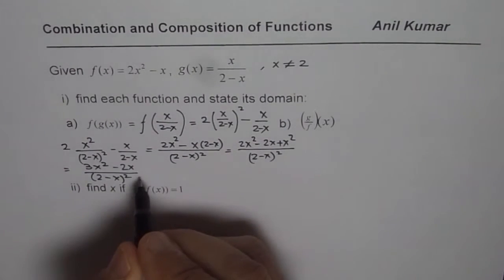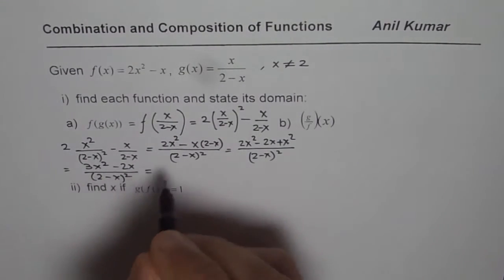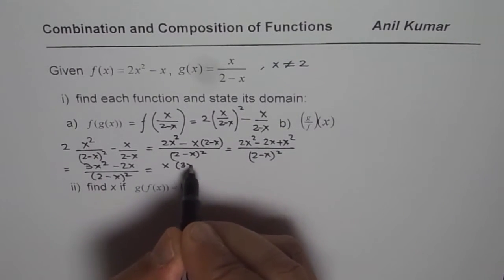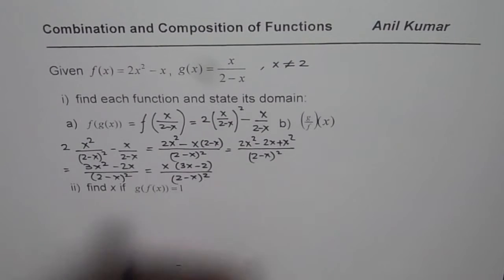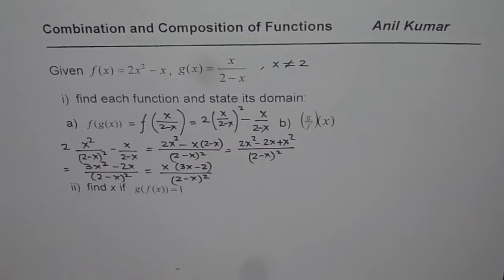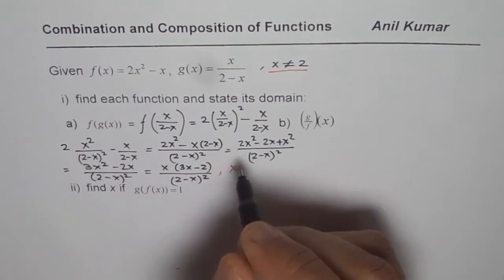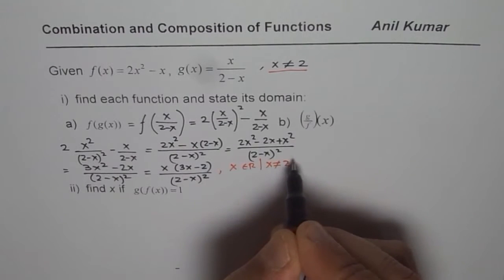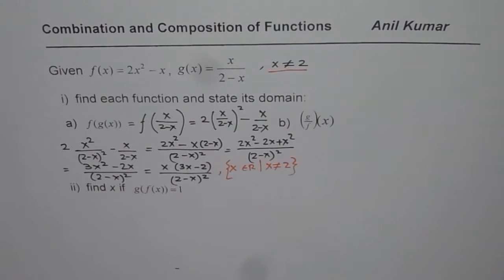You could take x common and then further simplify. Well, let us do it. So we could take x common here. In that case, what do we get? We get x times 3x minus 2 divided by 2 minus x whole square, right? So that becomes f of g of x, and let me write down now the restrictions also for this function. As we said initially, the restrictions are same as that of g of x. So x belongs to real numbers, so that x is not equal to 2, right? That makes the denominator 0. So that becomes the domain of the given function.